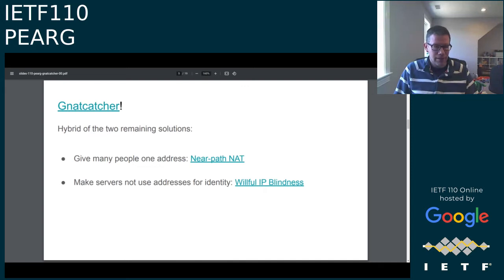So moving on to the two remaining solutions, we paired them up into a hybrid of the two. In the "give many people one address" front, we have a proposal called Near Path NAT. And in the "make servers not use IP addresses for identity" category, we have the Willful IP Blindness spec. And so NAT Catcher is the hybrid of these two. It puts them both together. So I'll walk through Willful IP Blindness first.